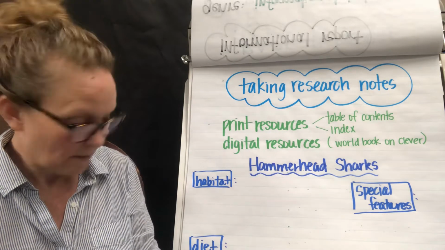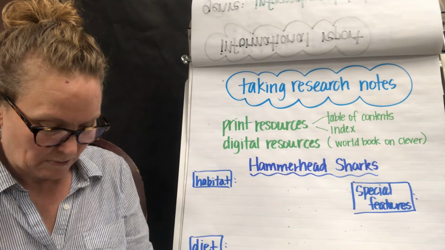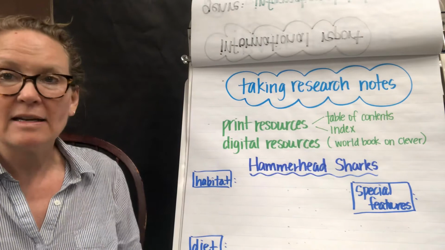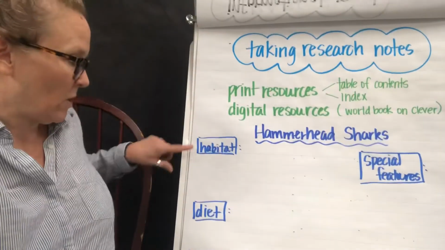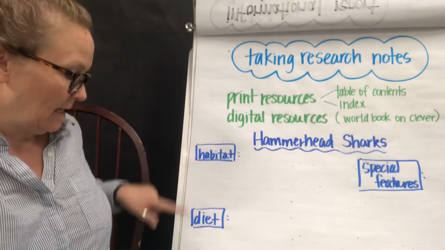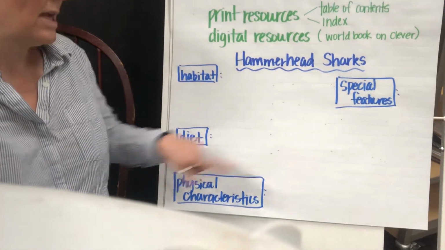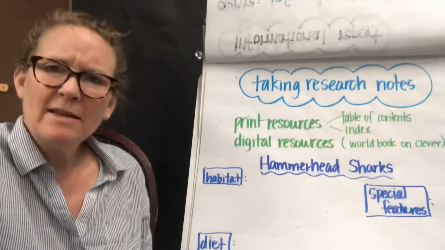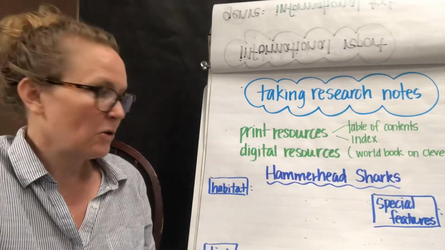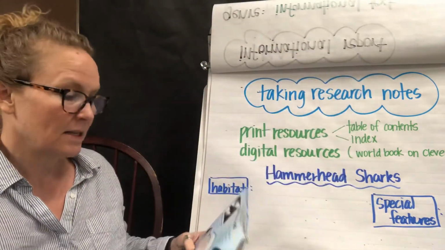You can see by looking at my anchor chart that I'm going to be organizing my facts in a few different ways. Specifically, I'm looking for information on habitat, diet, physical characteristics, that means the body of the shark, and special features, which means anything that's kind of unique and special about the animal that you've chosen. Here's my page all about hammerhead sharks.